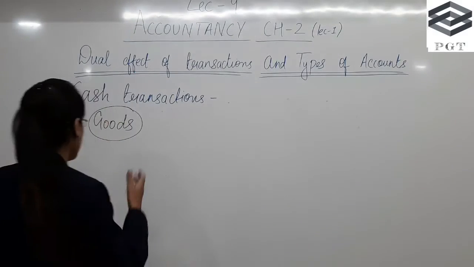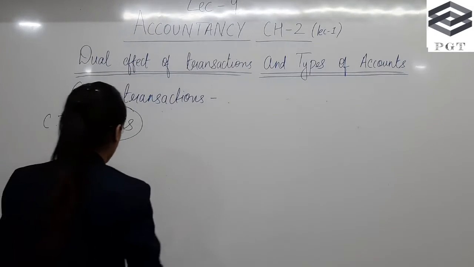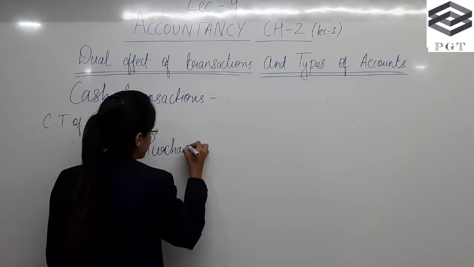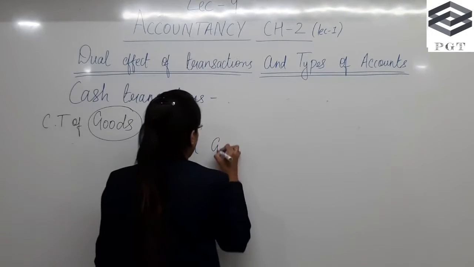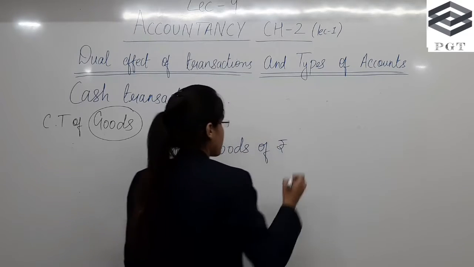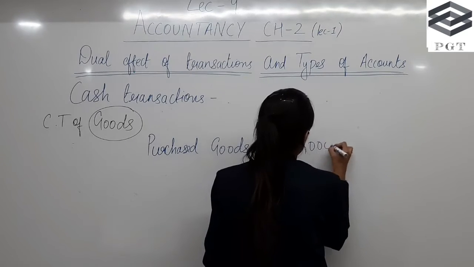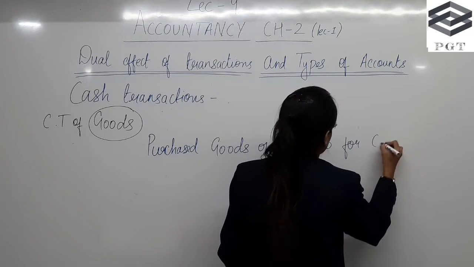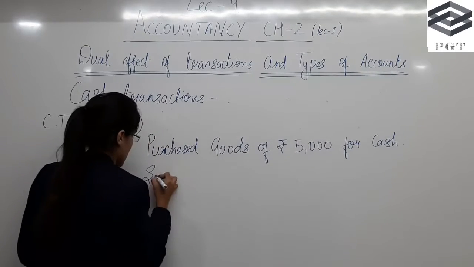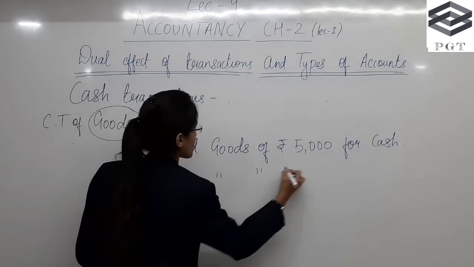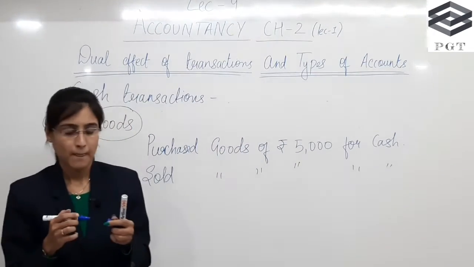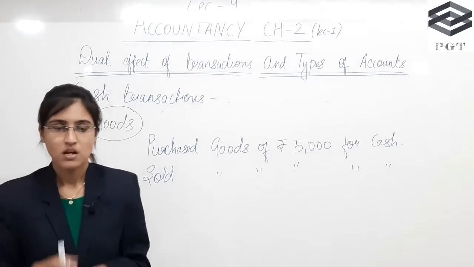Let us consider a simple example, very simple example. Purchased goods of rupees 5,000 for cash. Or sold goods of rupees 5,000 for cash. Okay? Understand.